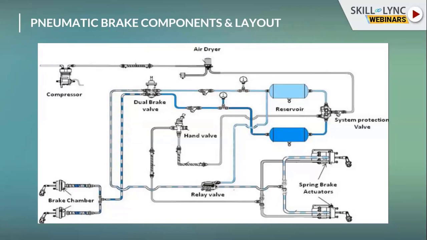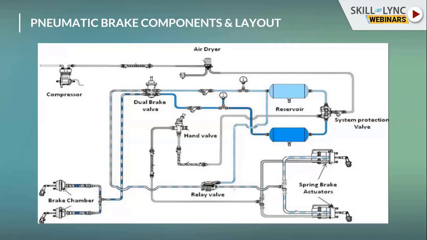So next comes the system protection valve. I hope everyone can see the slide clearly. The system protection valve is directly connected to the air dryer, and the compressed air will be transferred to the reservoirs. Its main purpose is to supply the compressed air to the independent circuits. If, for example, the front circuit fails, that individual circuit will be switched off automatically. The other circuits will continue to work at the same pressure up to the opening pressure or the settling pressure in a reservoir.